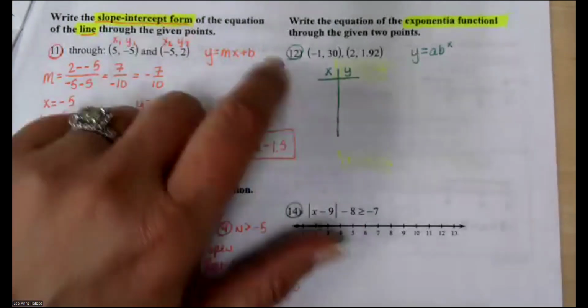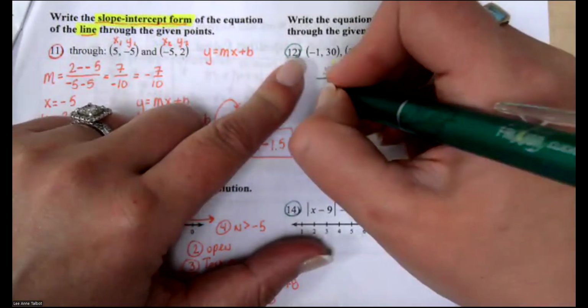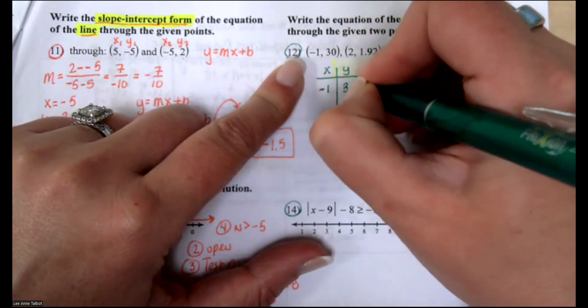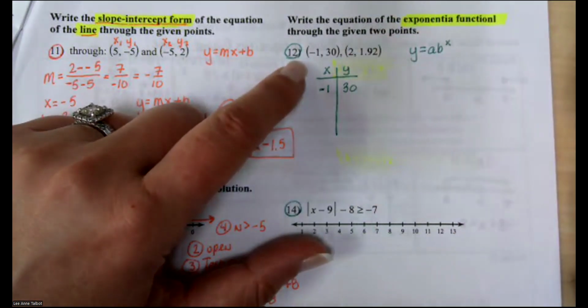Okay, so first thing we do is make a table. Make sure that the two coordinates that they give you are in the table.